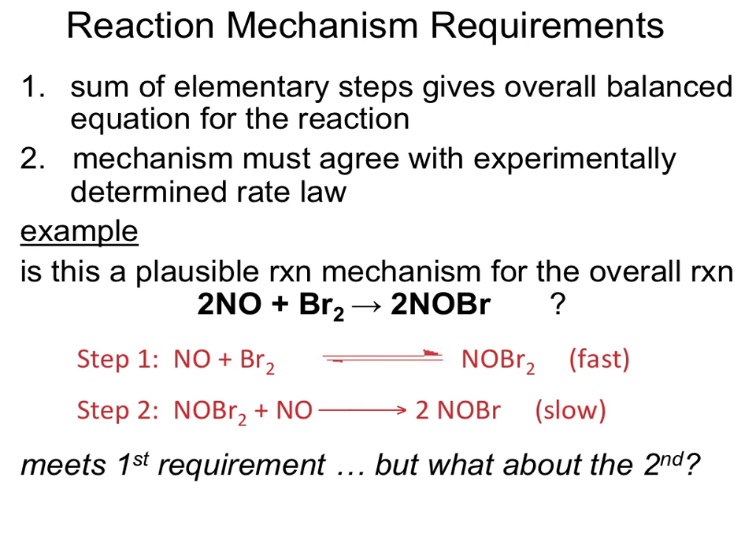Okay, so the first thing is that the sum of the elementary steps must give the overall balanced equation for the reaction you're actually looking at. We've already kind of looked at this on the last problem that we did. So it's pretty straightforward. Everything should sum up to the overall equation.